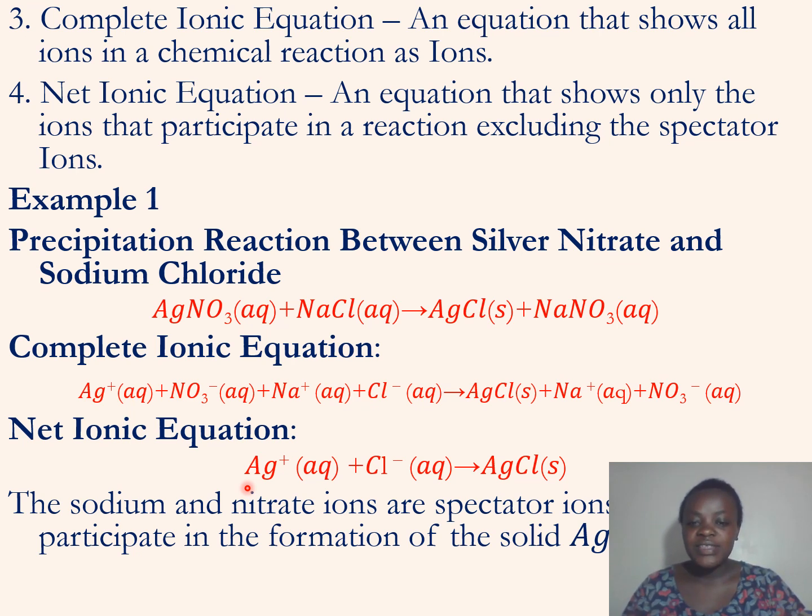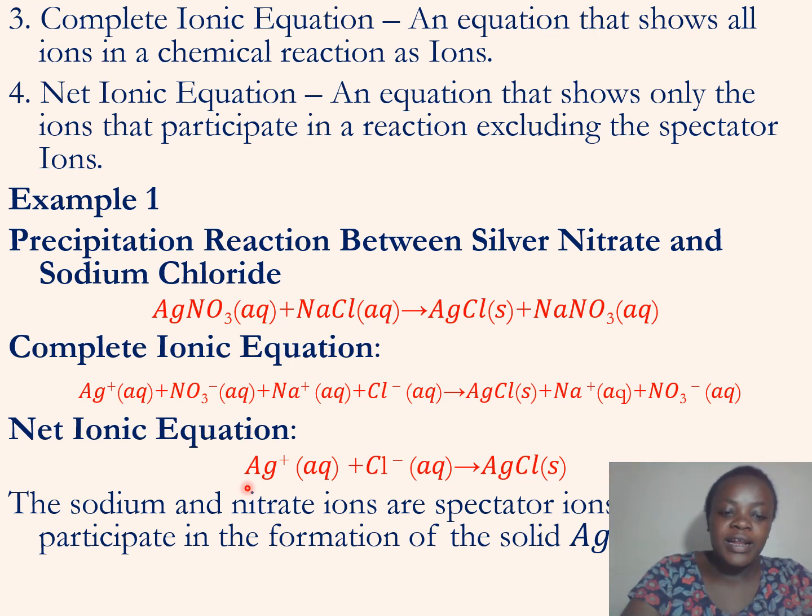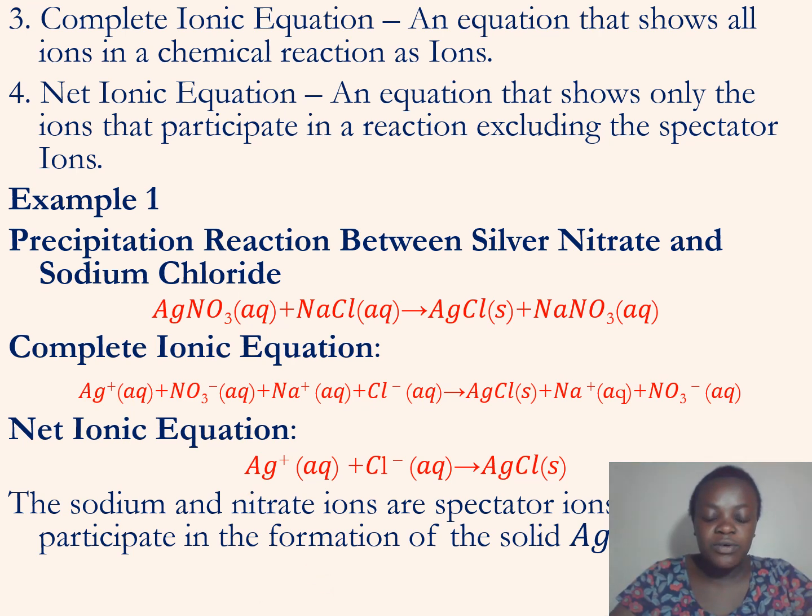Now we need to get which are the spectator ions. These are ions that do not take part. They don't change whether they were in aqueous. They will be in aqueous on the reactant side and on the product side. So these are the ions we call the spectator ions, and we can just cancel them.